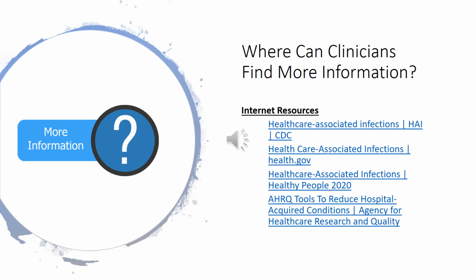As a clinician, where can I find more information? Internet resources provided here are healthcare-associated infections, which is a link to the CDC, additionally a link to health.gov, as well as Healthy People 2020, and AHRQ, which provides tools to reduce hospital-acquired conditions.